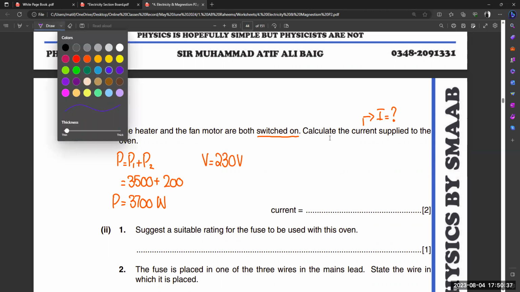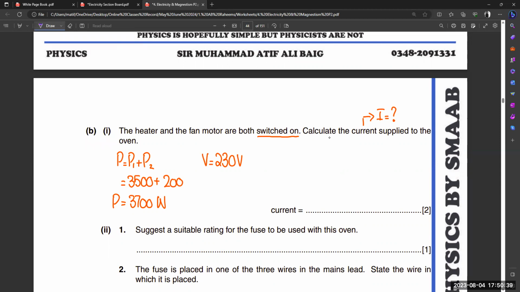So what is the formula to calculate the value of I? I equals V over R. But the value of resistance is not given. So we need to use the basic formula: I is equal to P over V. So your answer will be 16.08. So we just round it off to 16 ampere, right?